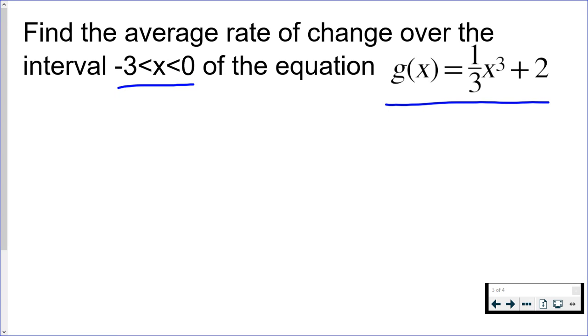Now, like I explained in my previous video, when you see rate of change, think slope, because we will be using the slope formula. The first step is I need to figure out the 2 points that I will be putting into the slope formula. My first x value in the interval is -3, so I will be plugging that into the function g of x. So every x is going to become -3.